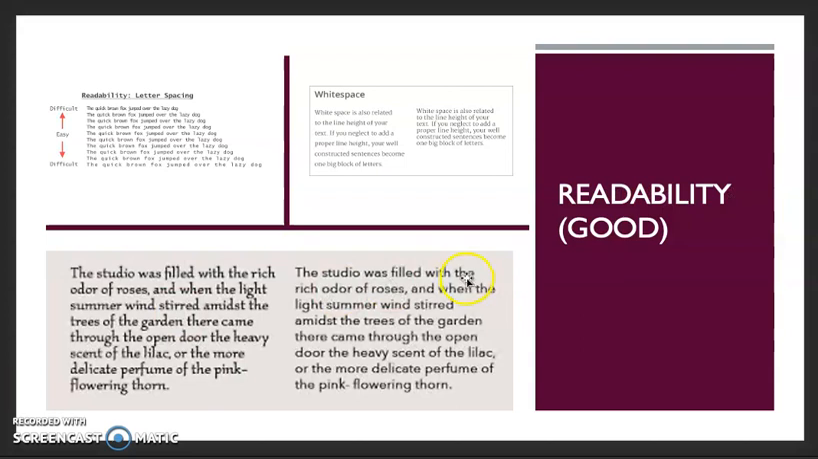Next, we have good readability. Example 1 shows how it is hard to read something if the letters are too close or too far spaced. The middle lines are easier to read. Next, we have an example of the white space photo. The left side shows great readability, while the right shows how everything can look like a block if not properly spaced.